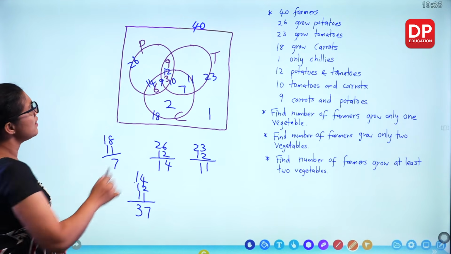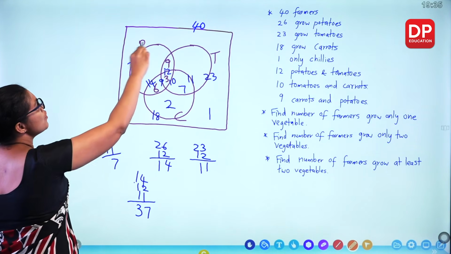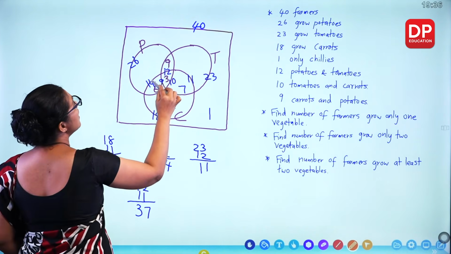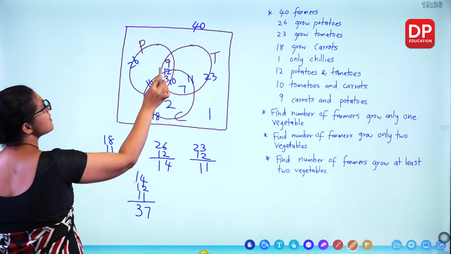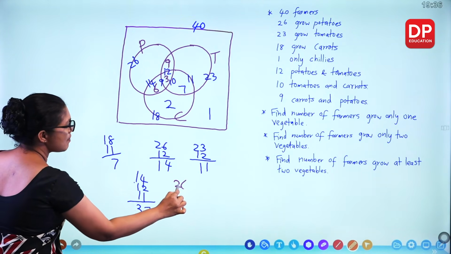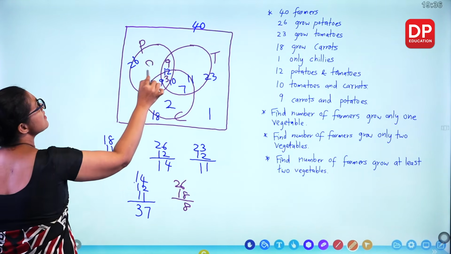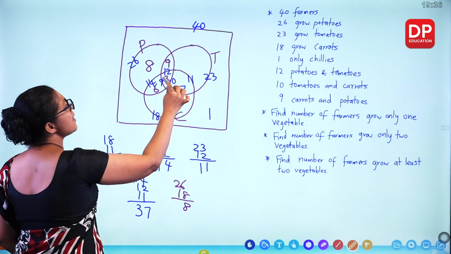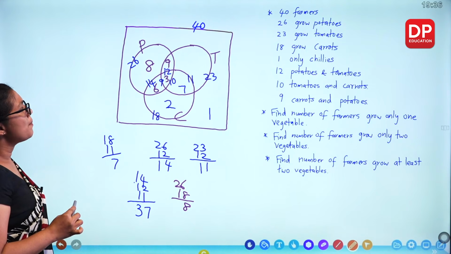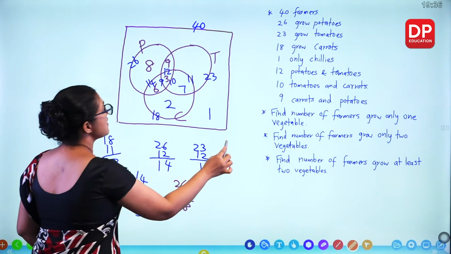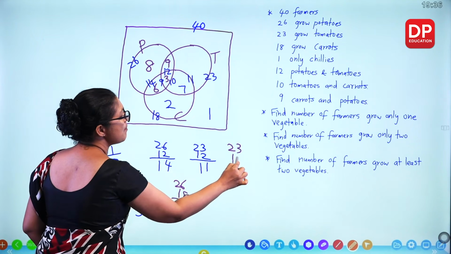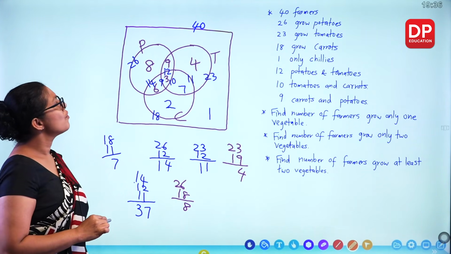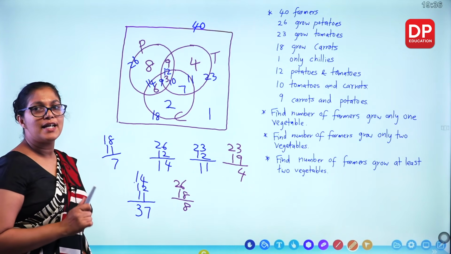Now we can fill these parts. So when you take the whole circle, what do you get? 6 plus 3, 9. 9 plus 9, 18. 26 minus 18. This number is 8. The full circle is 23. 9 plus 3, 12. 12 plus 7 is 19. 23 minus 19 is 4. So this number is 4. So this is how you fill the numbers.